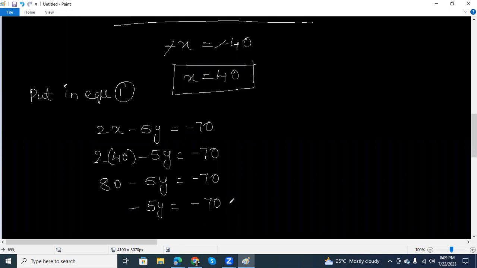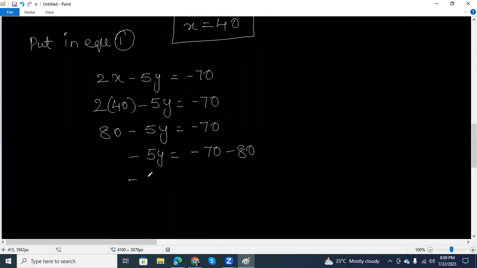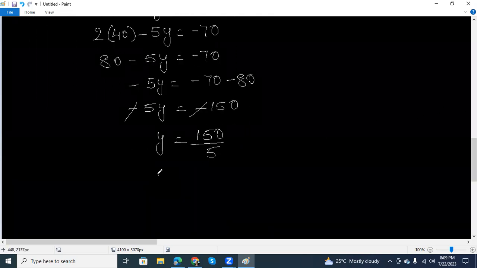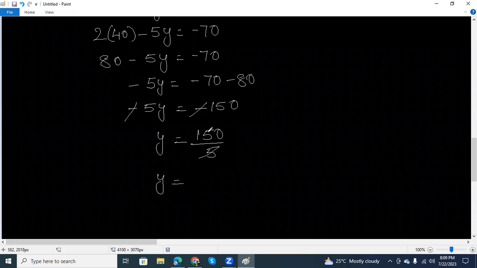Bring this 80 to the other side. Plus 80 becomes minus 80. So minus 5y is equal to, like signs can be added and the same sign follows, 70 plus 80 is 150. Minus minus cancel on either side of the equal to symbol. y is equal to 150 by 5. Here 5 is multiplication; when it comes to this side, it becomes division. So the y value is 5 threes are 15, so 30.